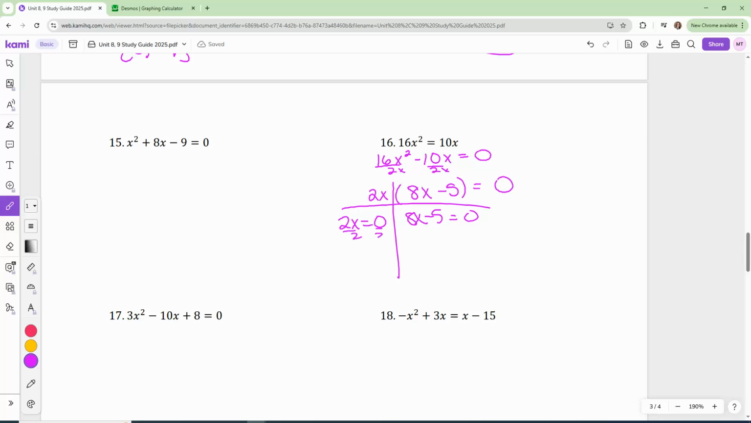Divide by 2. So we get 0. Divide by 8. And we get 5/8.